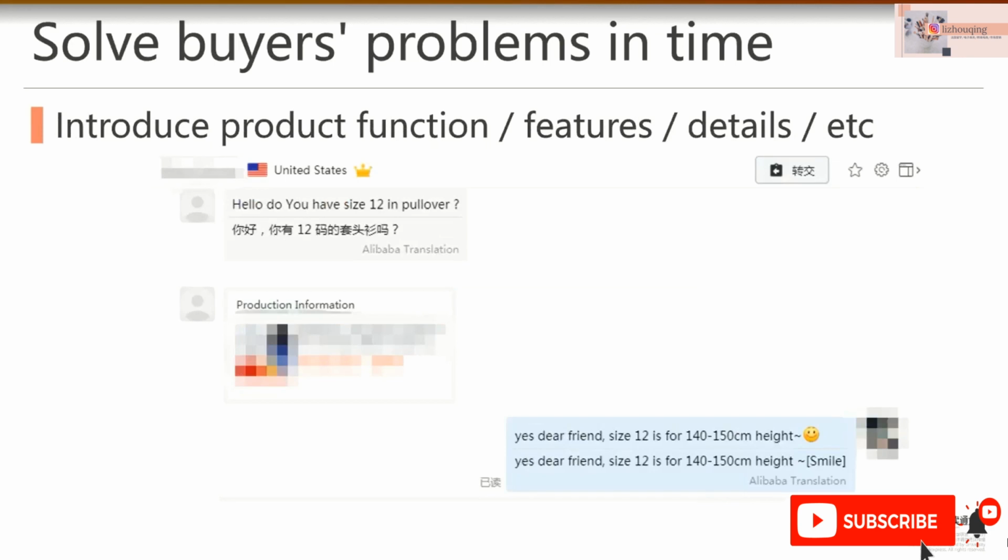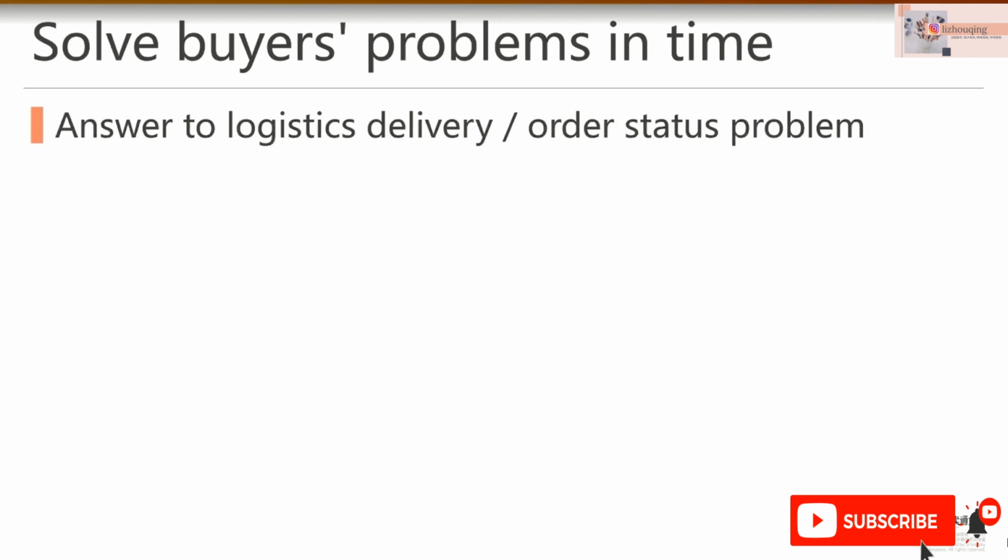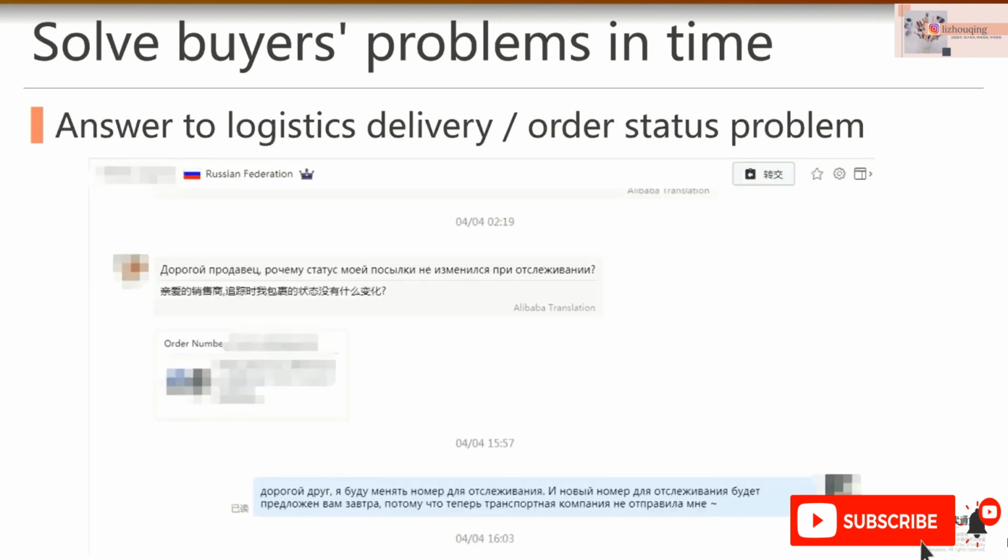And like this one, do you have size 12 in pullover? I can tell them size 12 is for 114 and 150 cm height, so that the customer will know the size information. When customers have questions about logistics or order status, we also need to respond positively like this one. My customer will have some question about the tracking information, so I will reply to him what the tracking information is and what the problem is, and whether there is anything wrong. I will reply to them.